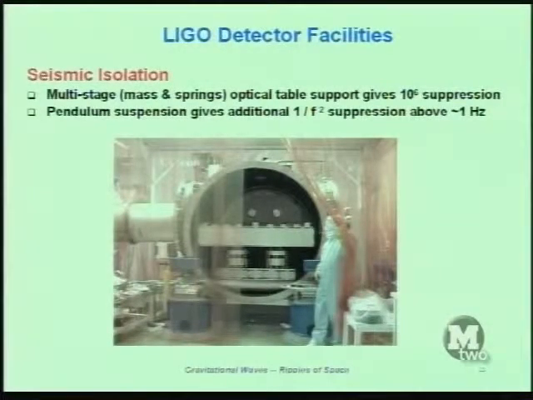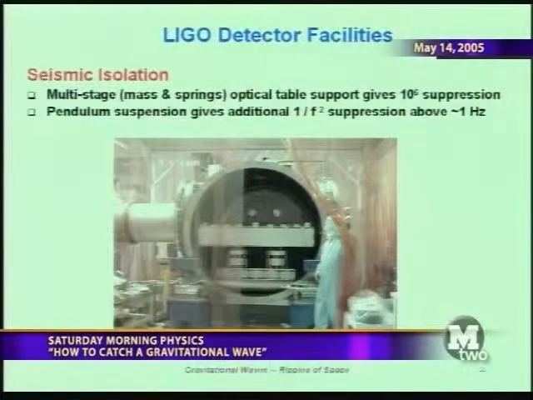Okay, now I talked a bit about the isolation that you get from a pendulum. We need more isolation than what we get from a pendulum. So the optical tables on which these things are mounted are also themselves on a multi-stage mass and spring system, which behaves very much like a pendulum. Again, if you have a 1 over frequency squared suppression and you have several stages of this, you can actually get tremendous suppression, more than 100 million at the frequencies we care about.